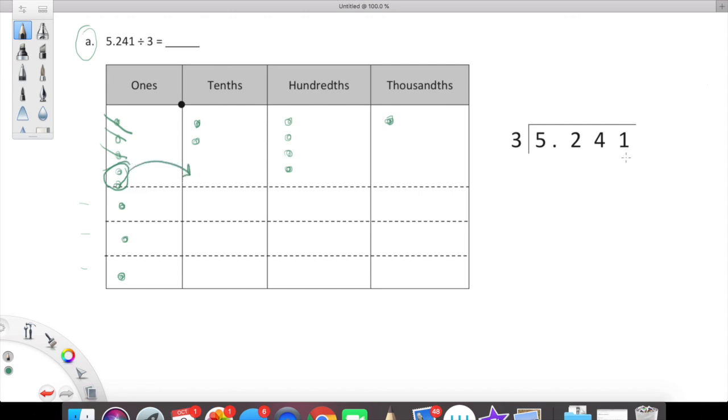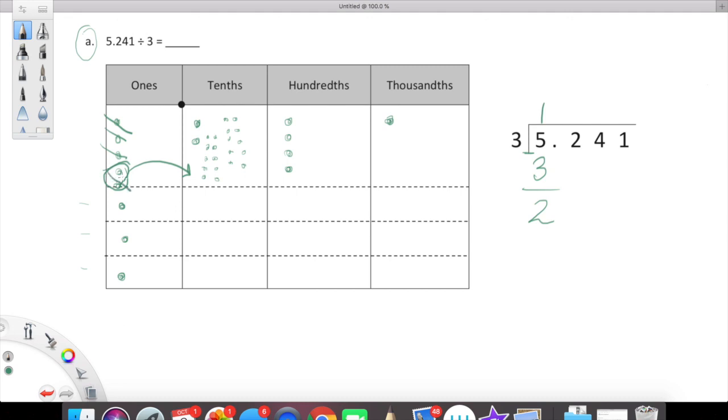Okay, so let's connect that with our standard algorithm. 5 spread equally into 3 groups. We're going to have 1 in each group, just like we have 1, 1, 1. 1 times 3 is 3. Just like we used 1, 2, 3 across our 3 groups. And then when we find the difference, 5 minus 3 is 2, just like we had 2 ones left over. We're going to bring our two ones next door, and we're going to cash in our 2 ones for 20 tenths. 2, 4, 6, 8. Because you guys know that 1 one is equal to 10 tenths. If we have 2 ones left over, that means we're going to have 20 tenths.